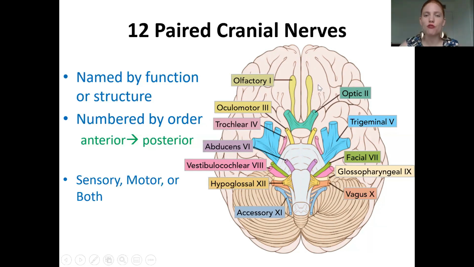Olfactory would be the very first one here. You can think about it because that's the first thing that you touch when you're going towards your face, and then all the way to the back, 1 through 12. For me, I think that the name part is more important than the number part. So focus on learning the names of the cranial nerves. I won't ask you about the numbers of the cranial nerves.